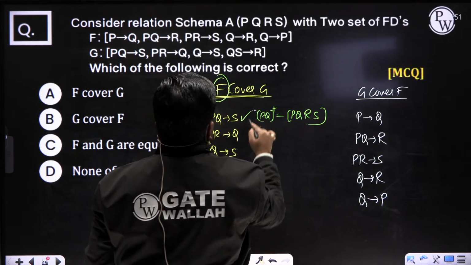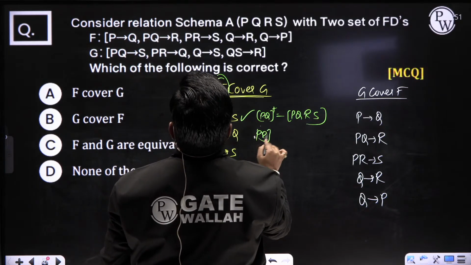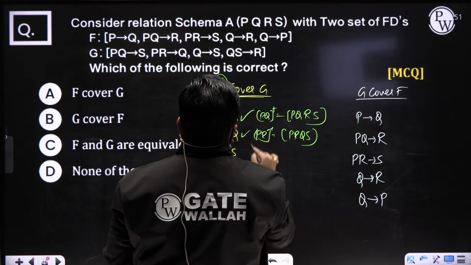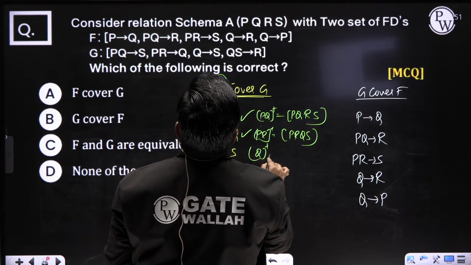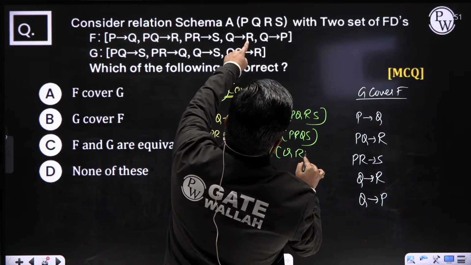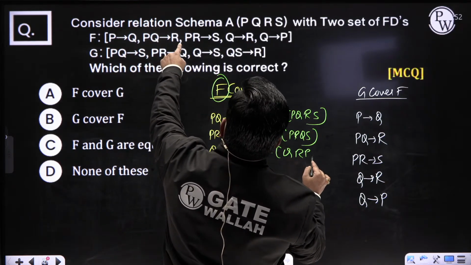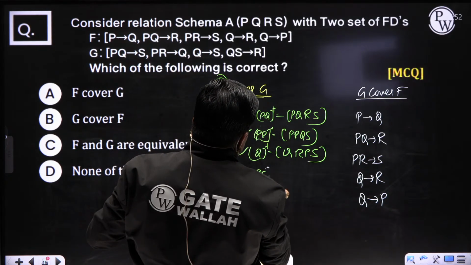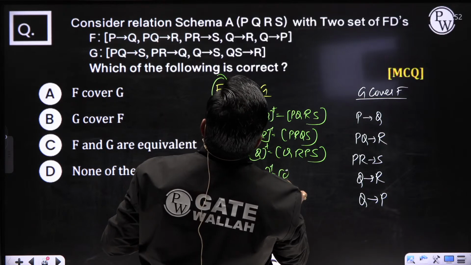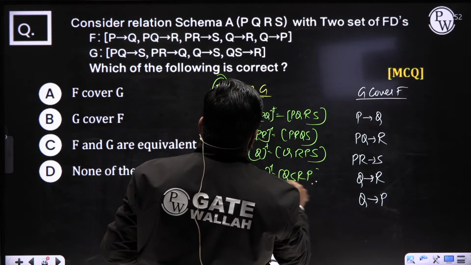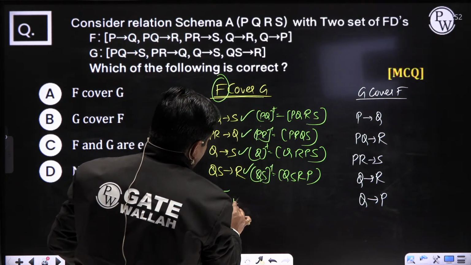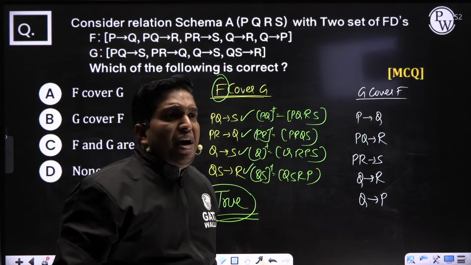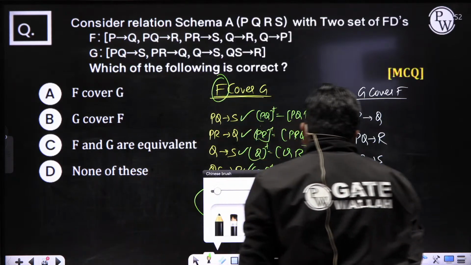PQRS, yes. When you take the closure of PR, PRQS, getting. When you take the closure of Q, QRP, PQ tends to R and PR tends to S, getting. When you take the closure of QS, QSRP also, getting. F cover G is true, my dear. F cover G is true. Very good, Shri Ram, very good.